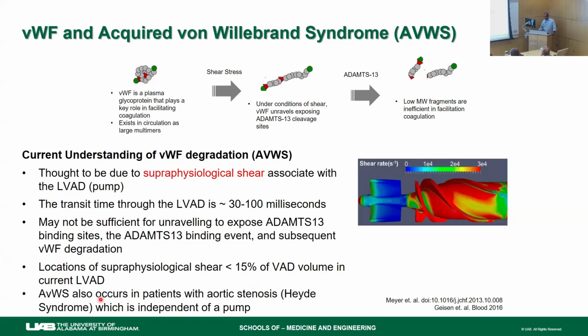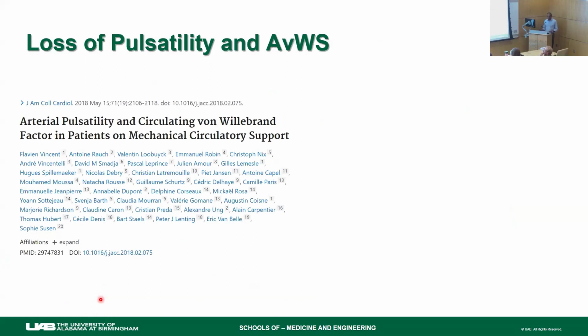Also, acquired von Willebrand syndrome occurs in patients with aortic stenosis and in other patients with abnormal blood circulation. In both those cases, you don't have a pump, but they're still having acquired von Willebrand syndrome. The thing that's common between the three conditions is you lost pulsatility. We were not interested in von Willebrand factor initially because we're interested in pulsatility, and everybody in the literature suggests that it's due to supraphysiological shear, which does not need to be pulsatile. It could be continuous supraphysiological shear, and everybody thought that was what was causing the unraveling and degradation.